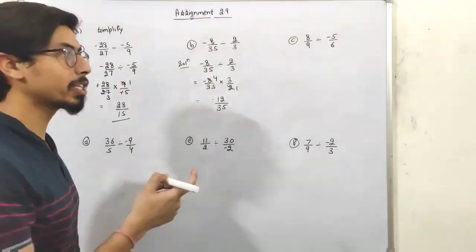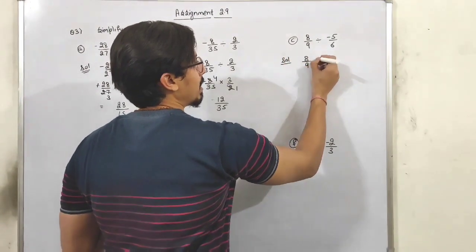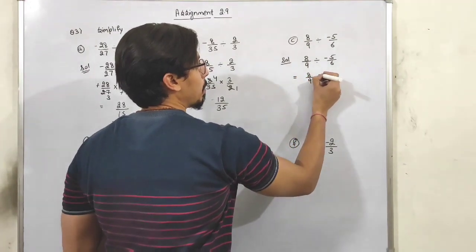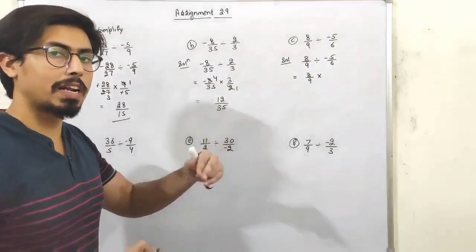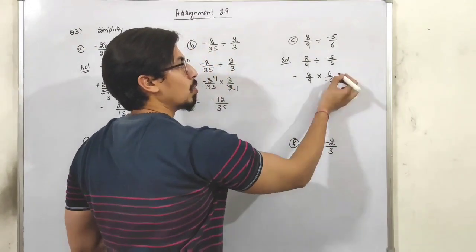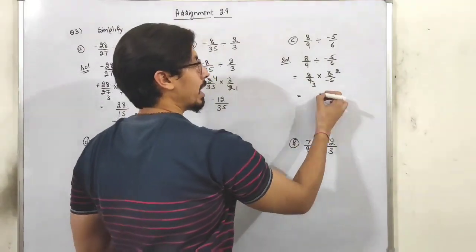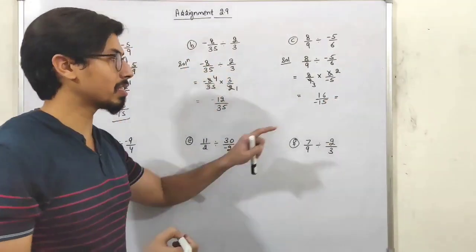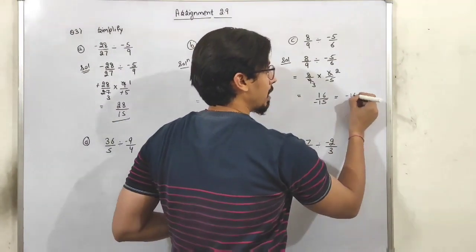Okay, students. In our next part, we have 8 by 9 divided by minus 5 by 6. This implies 8 by 9, replace division by multiplication sign. So minus 5 by 6 will be reciprocated. It will be 6 by minus 5. Okay. So 3 2s are 6, 3 3s are 9. Now multiply them. So 8 2s are 16 by minus 15. Students, we can shift this negative sign upward. Okay, so it can be written as minus 16 by 15.